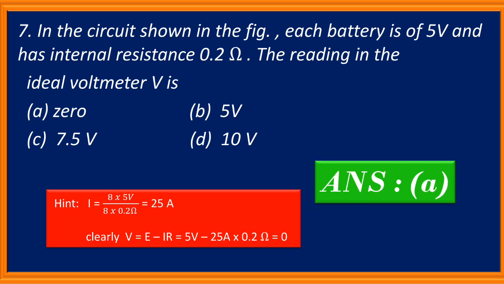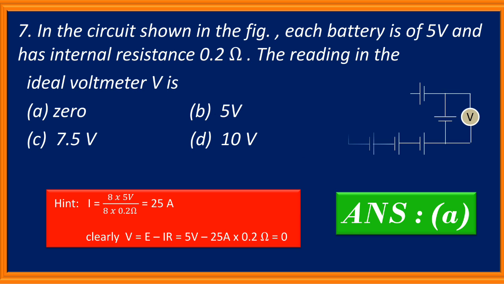Now question 7. In the circuit shown in the figure, each battery is of 5 volt and has internal resistance 0.2 ohm. The reading in the ideal voltmeter is: 0, 5 volt, 7.5 volt, 10 volt. Your correct answer is A, 0. You can go through the hint given in the box.